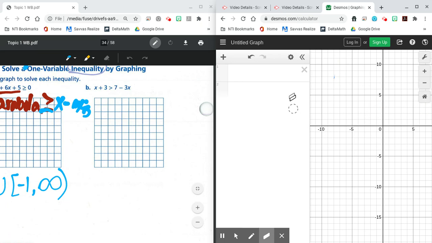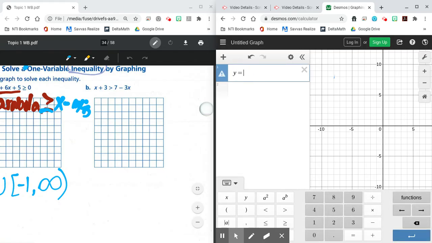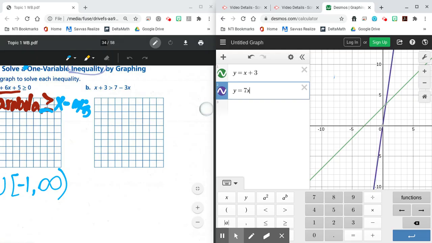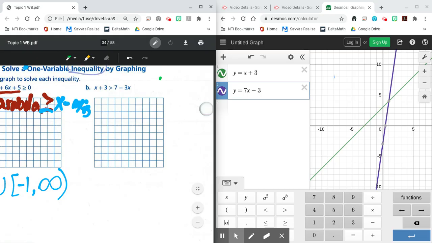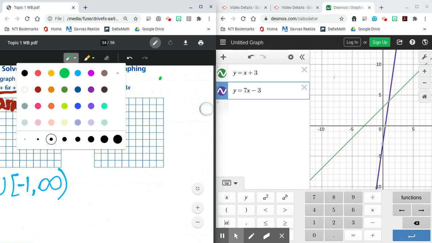Okay, so I'm going to graph y equals x plus 3. That's the left side of the inequality. And then I'm going to graph y equals 7x minus 3. So this time I've got two lines. It can be a little bit different, so I'm going to color code a little bit. So the x plus 3 is the green one. The 7x minus 3 is the purple one.